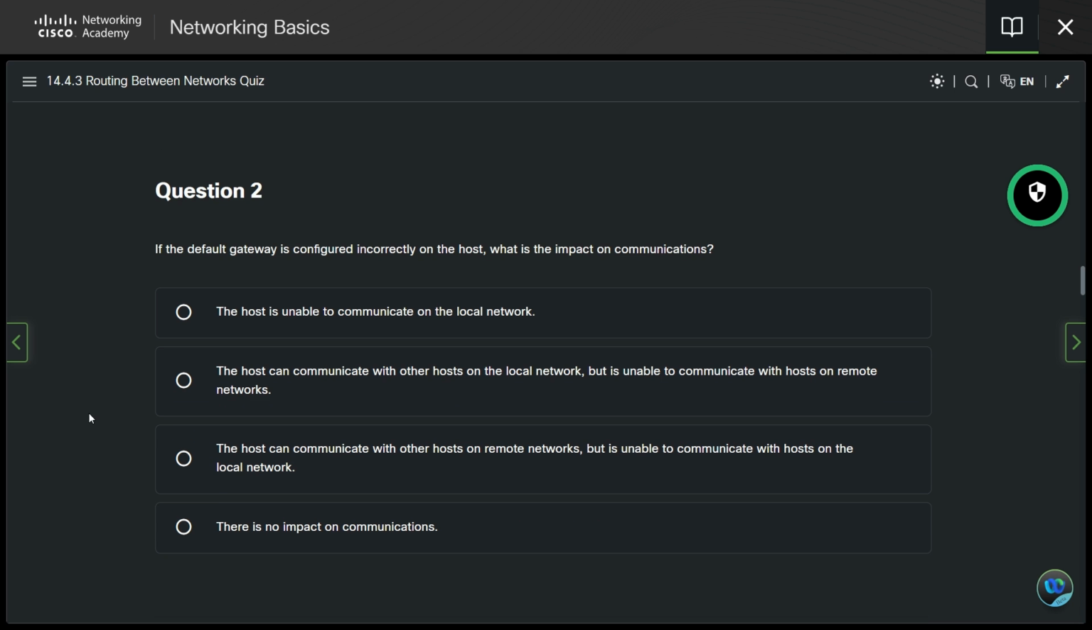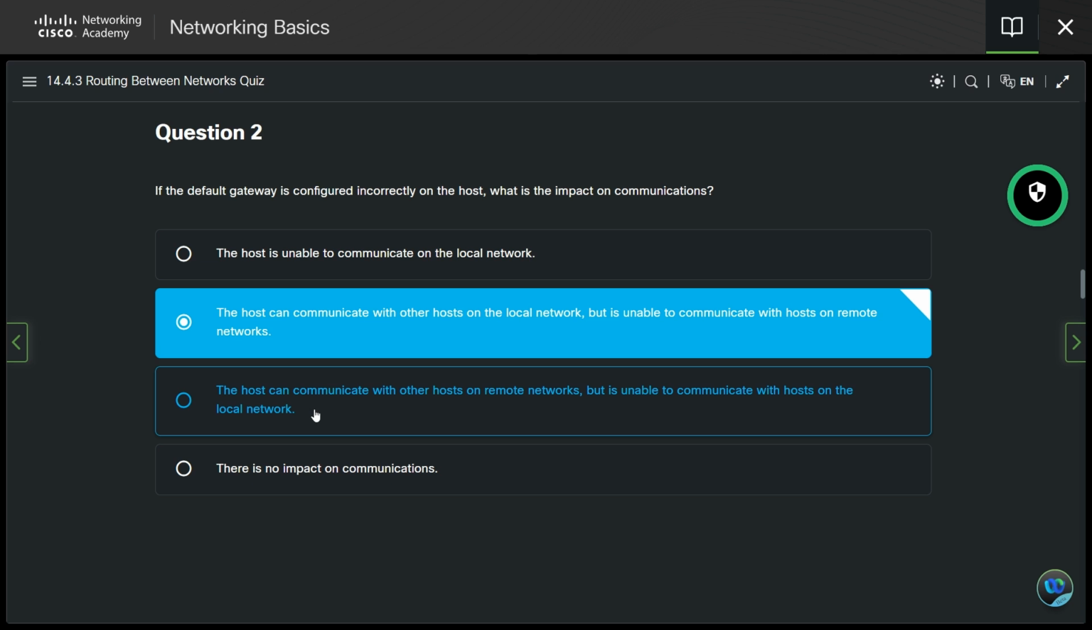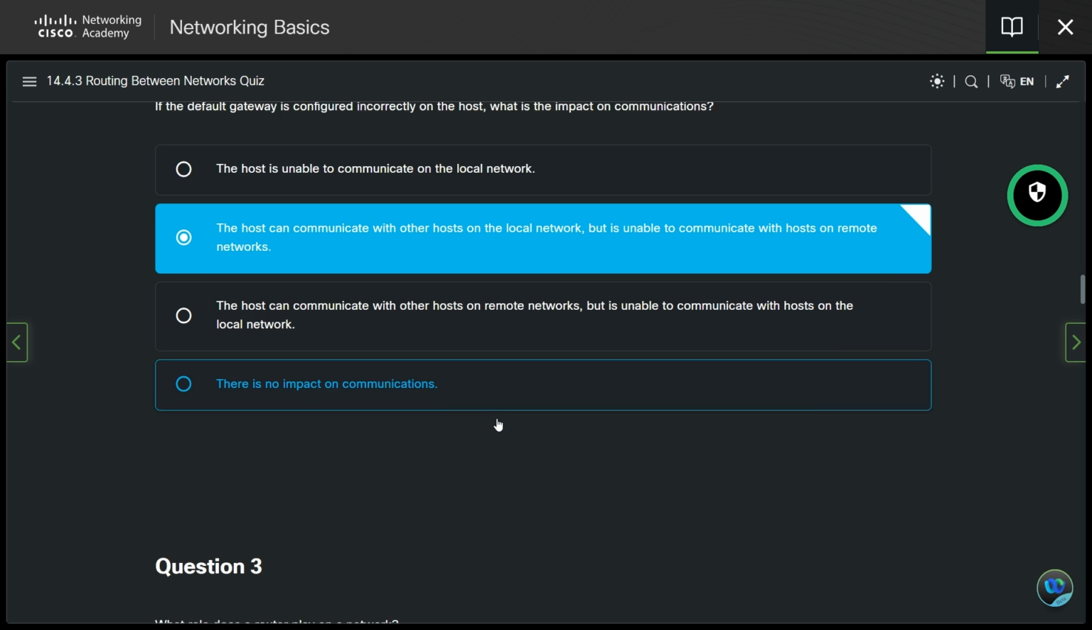Question 2. If the default gateway is configured incorrectly on the host, what is the impact on communication? The host is unable to communicate on the local network. The host can communicate with other hosts on the local network, but is unable to communicate with hosts on a remote network. The host can communicate with other hosts on a remote network. No, there is no impact on communications.